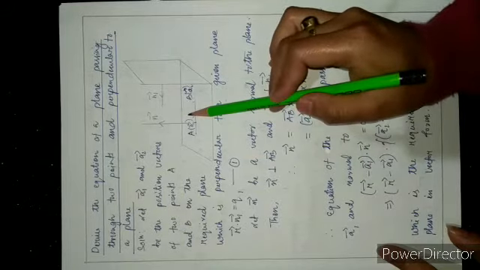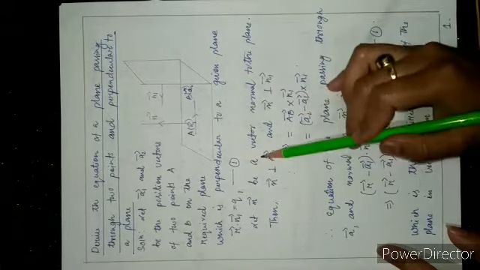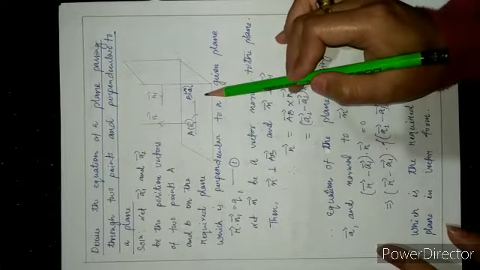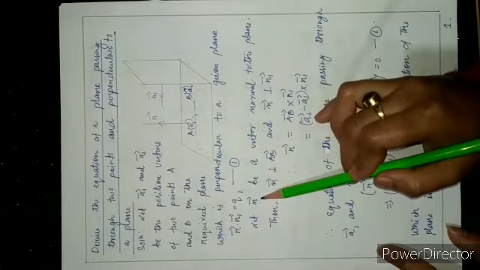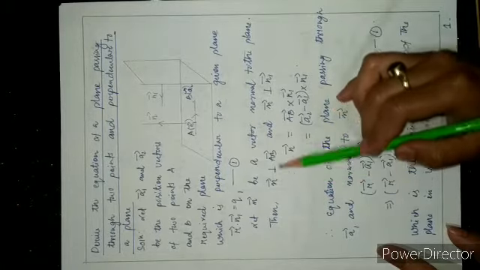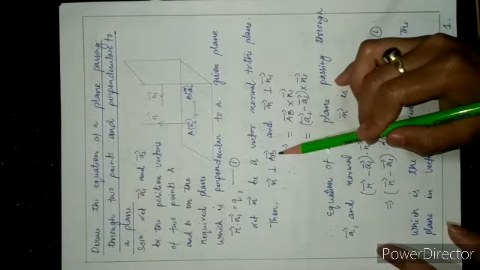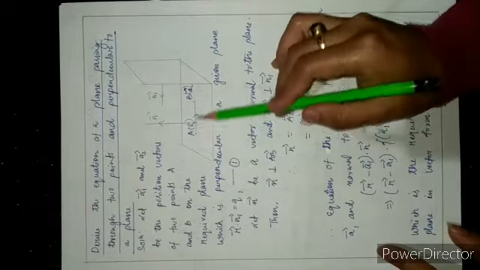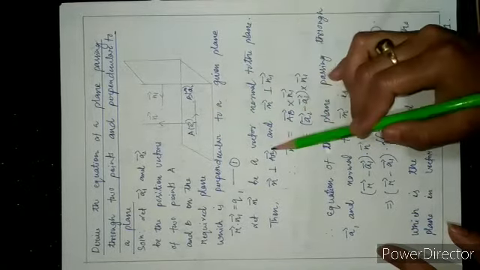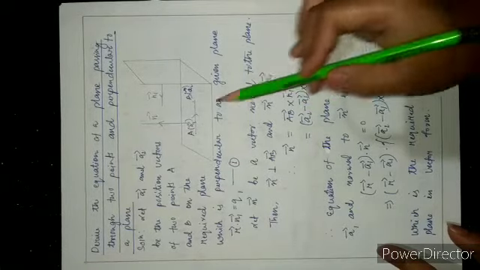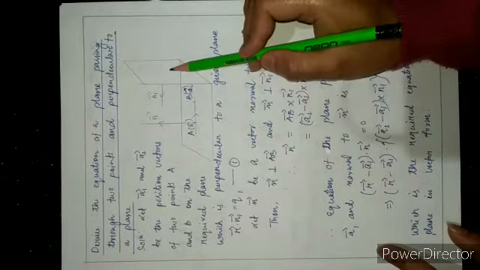Let n vector be a vector normal to the plane. So this n vector is perpendicular to AB vector. AB vector means a vector formed by joining the given 2 points A and B, and this n vector will be perpendicular to n1, the normal of the given plane.